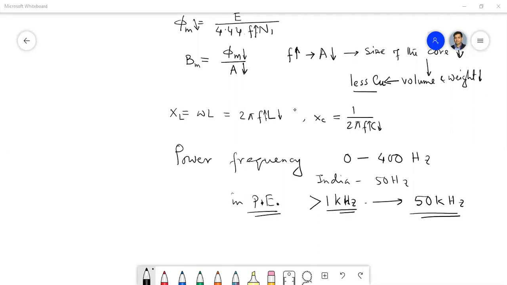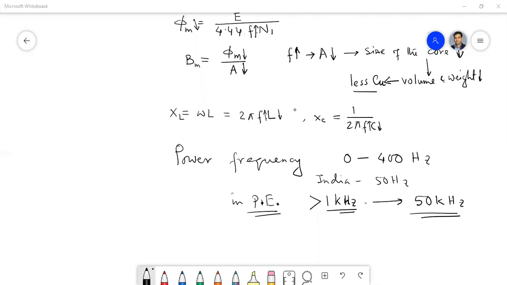Sir, if we increase the operating frequency, the machine size decreases. Then what is the compulsion of operating at 50 hertz? It can be anything between 0 to 400 hertz, as you said, the power frequency range. So why are we not using 400 hertz? Then the machine size, the transformer, in fact every machine size, will be reduced.